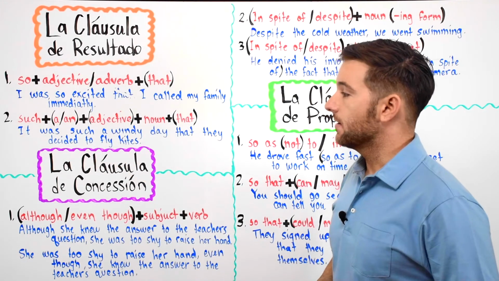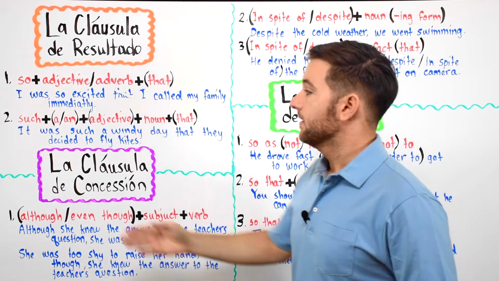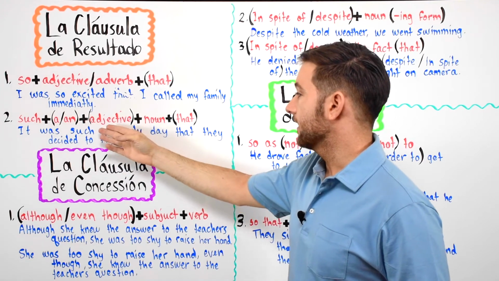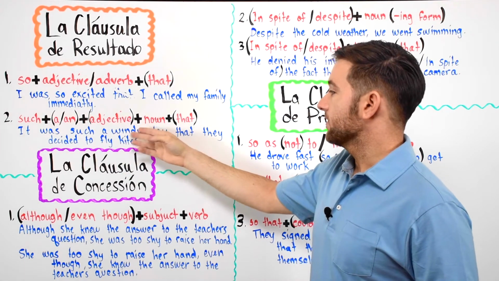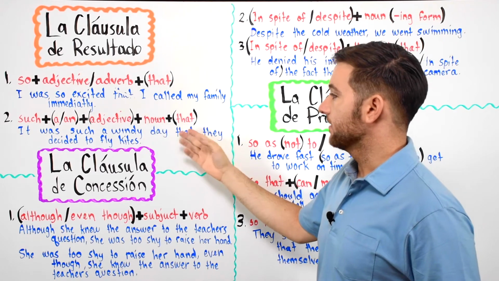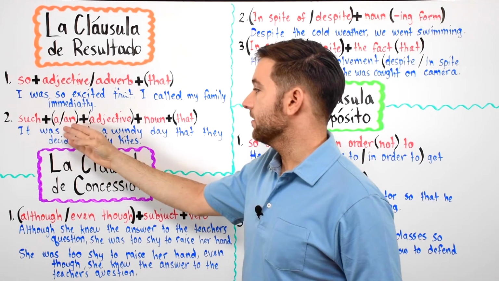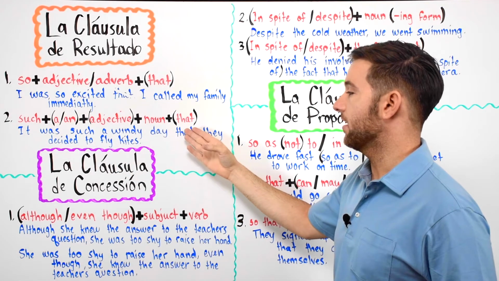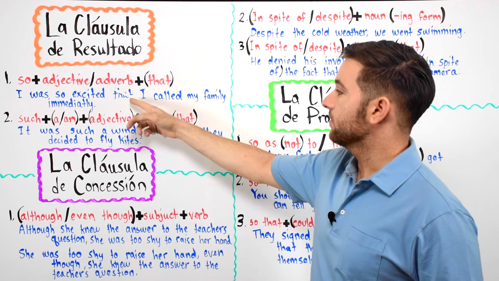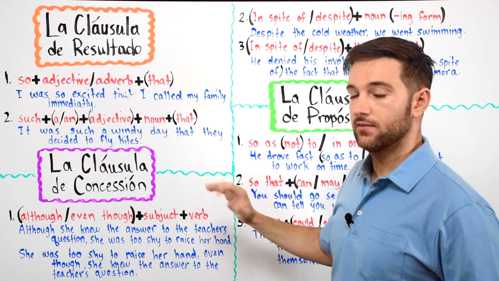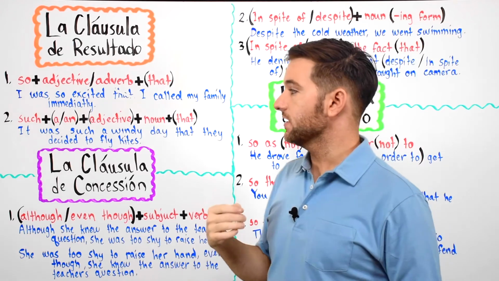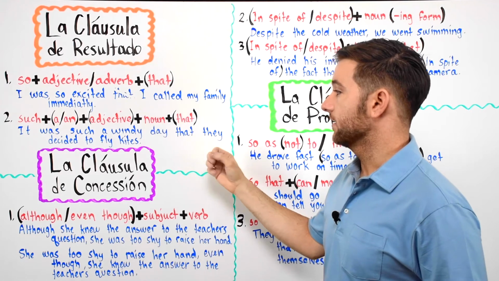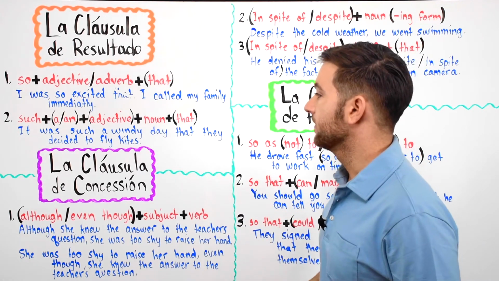También podemos utilizar la forma such más a or an más un adjetivo más un sustantivo más la palabra that. Again, such plus a or an plus an adjective plus a noun plus the word that. But again, like right here, you don't have to use that if you don't want to. Especially in conversations with family and friends. Oftentimes we don't say that. De vez en cuando.